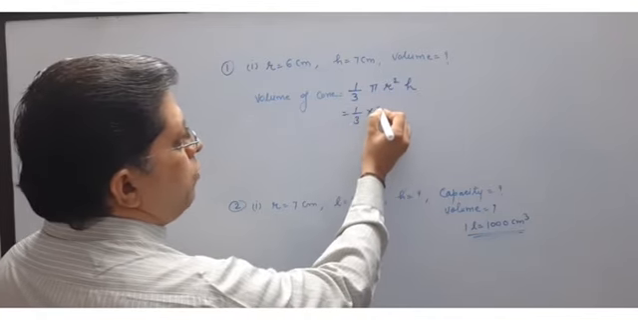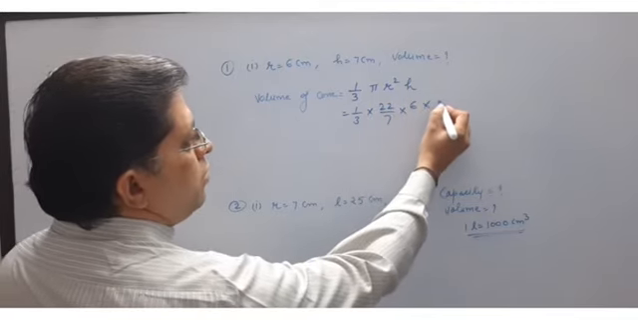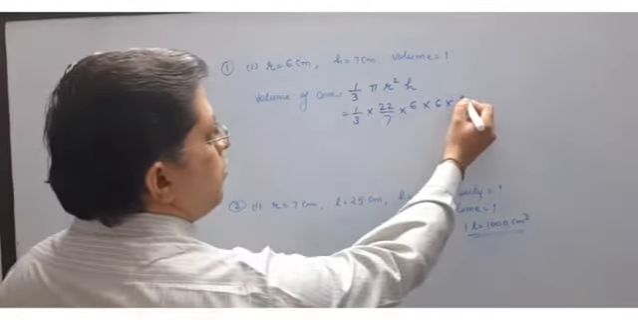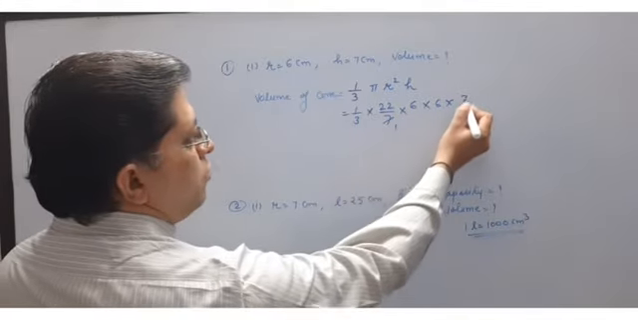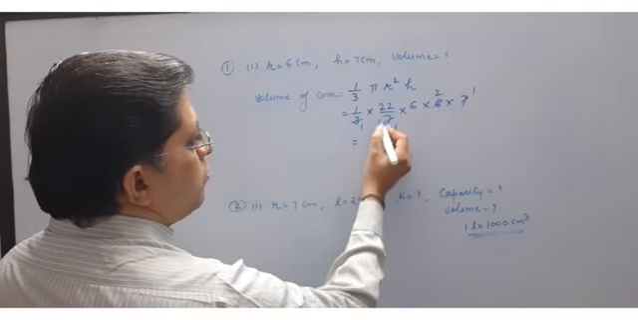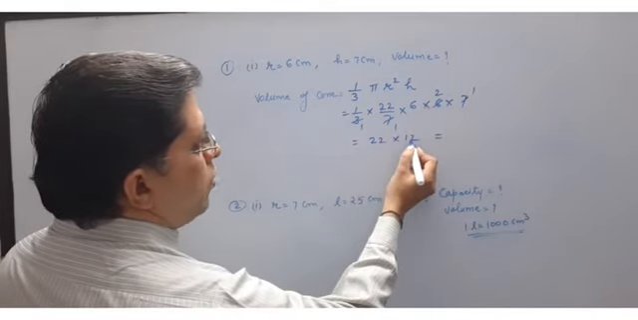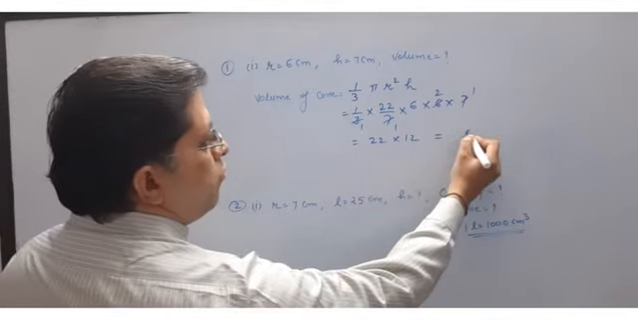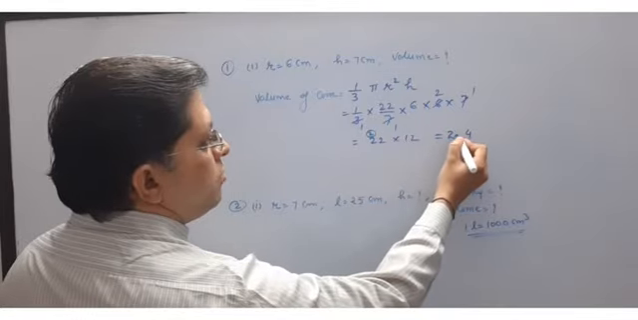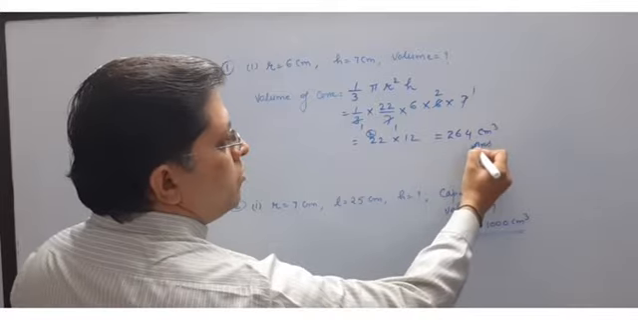1 upon 3. The value of pi is 22 upon 7. R is your 6 because r square is there, so you write 6 into 6. Then what is h? H is your 7. So see here, 7 and 7 cancel, 3 1s are 3, 3 2s are 6. Here is 22 and here is 12. 6 2s are 12. What will come? 12 2s are 24, and 2 is here, so 26. And what will be the volume? Centimeter cube. And this is your answer.